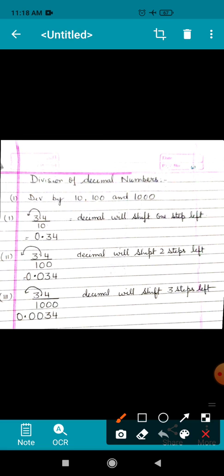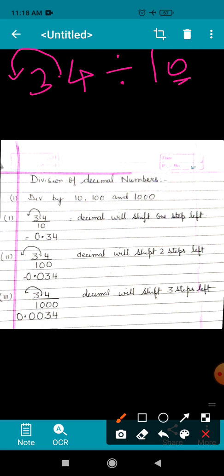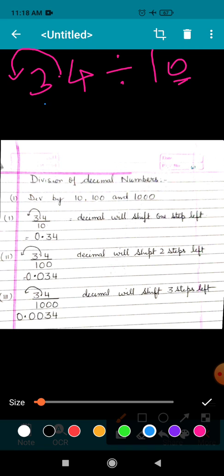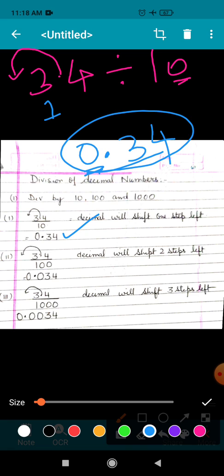First example is 3.4 divided by 10. In the divisor only 1 zero is present, so this decimal will move only one step. So the answer will be 0.34. And this is the place of the whole number, and this should not be vacant. You have to write 0 here. So the final answer is 0.34. Hope you all have understood.